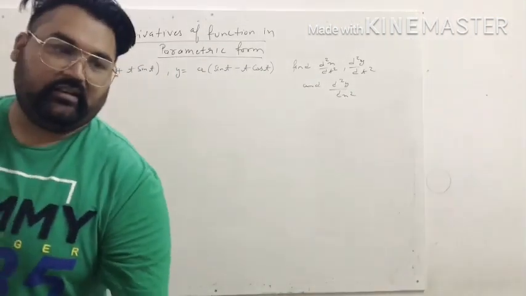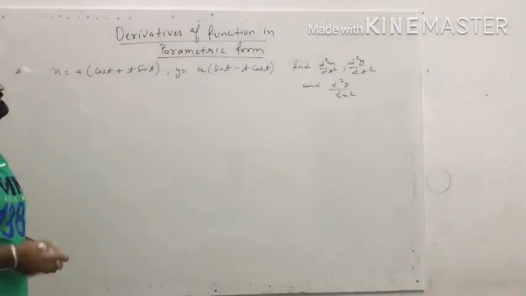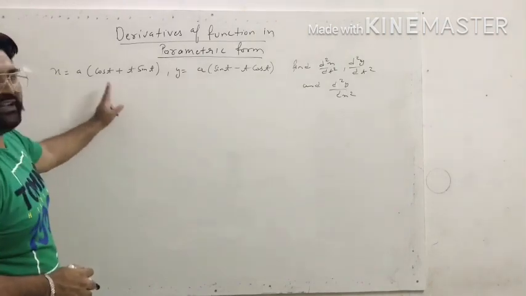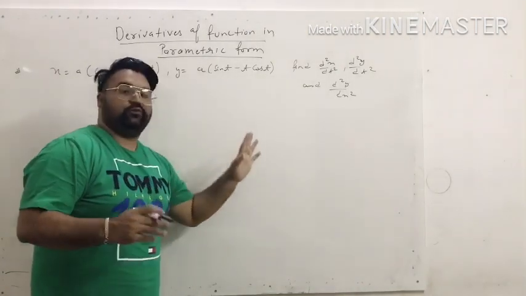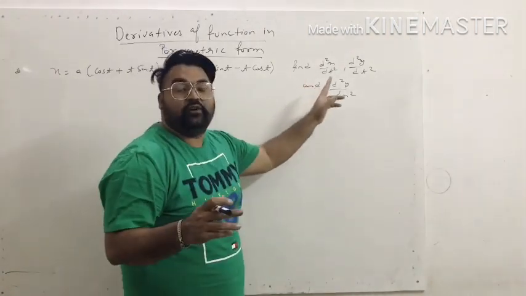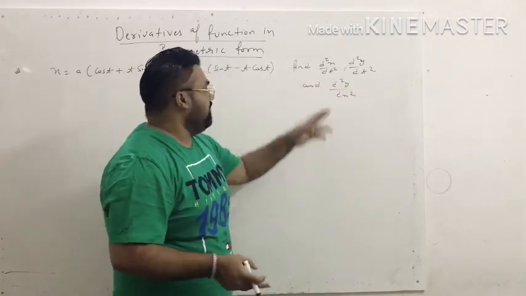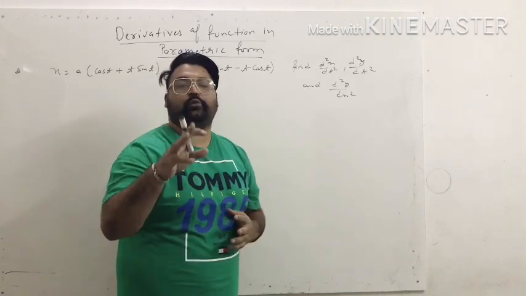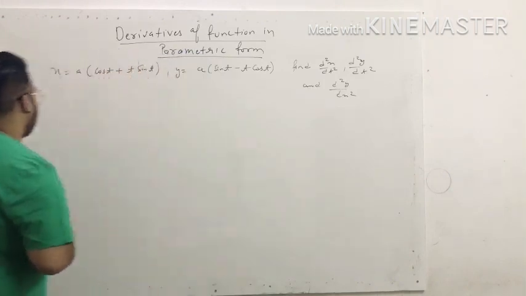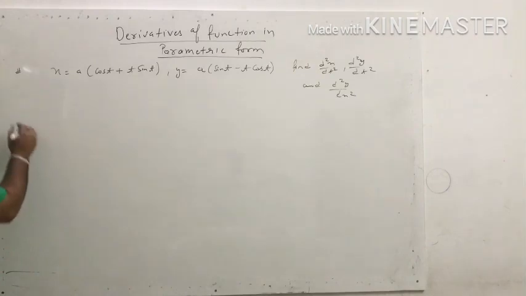So this is a different question from the previous ones. The value of x is given, the value of y is given. We have to find the double derivative of x with respect to t, the double derivative of y with respect to t, and the double derivative of y with respect to x. Please listen carefully. So the first step, solution.